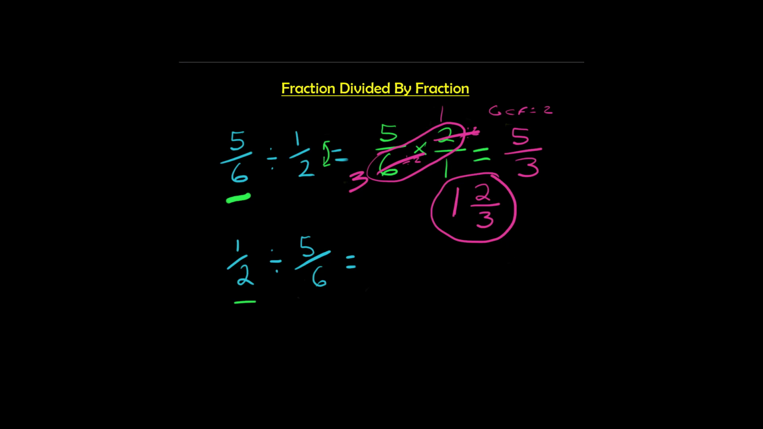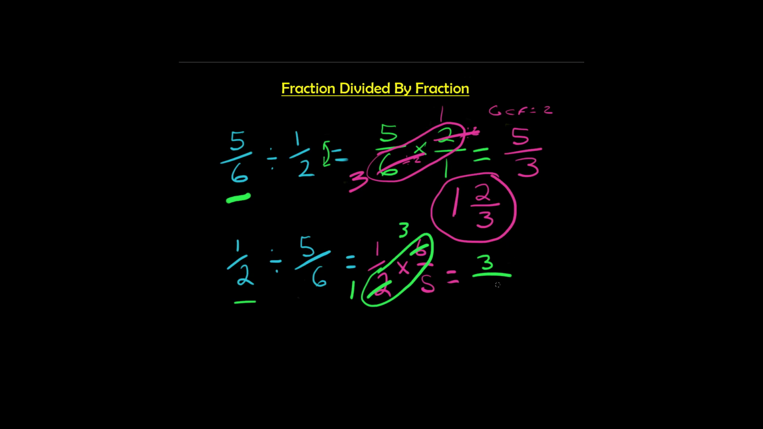Let's do this one real quick. Let's go ahead and rewrite our problem: 1/2 times 6/5. Similar to up above, we're going to be able to do a little bit of simplifying. Now we have our 2 and our 6 again, so we're going to divide by 2's, but this time we're going to have the opposite. The 3 is going to go on the top and the 1 is going to go on the bottom. So now we have 1 times 3 is 3.